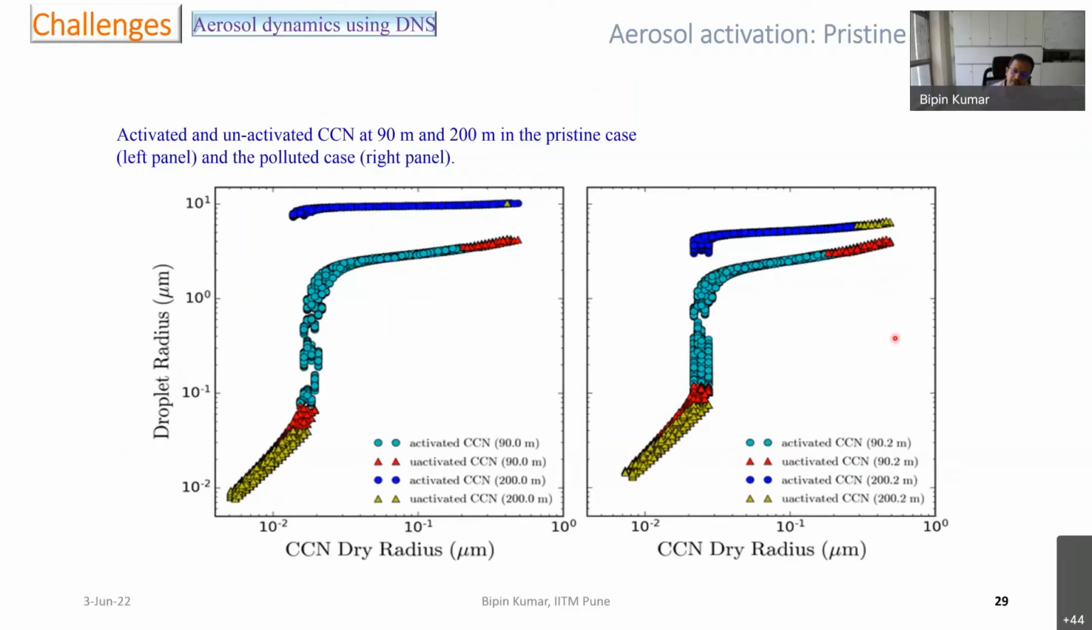What will happen, as I already told, is that when there are more numbers, like in a polluted condition, not all will get activated because they are in competition. The supersaturation is available in a fixed quantity in the environment at a particular place, and we are just going up getting the supersaturation. So you see in the clean condition, at 200 meters, most of them got activated because they were fewer in number. Only one point you are seeing unactivated. At the same 200 meters here, a lot of aerosols got unactivated, the yellow triangles. So this is one particular experiment.